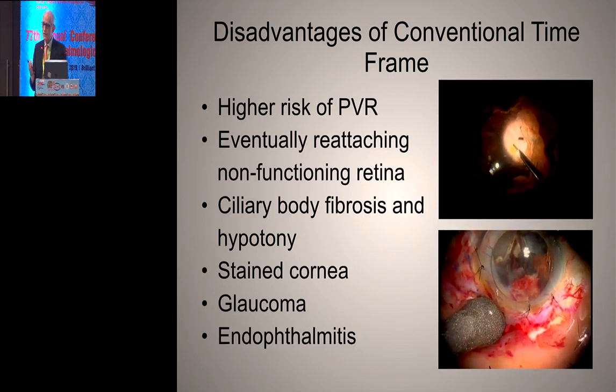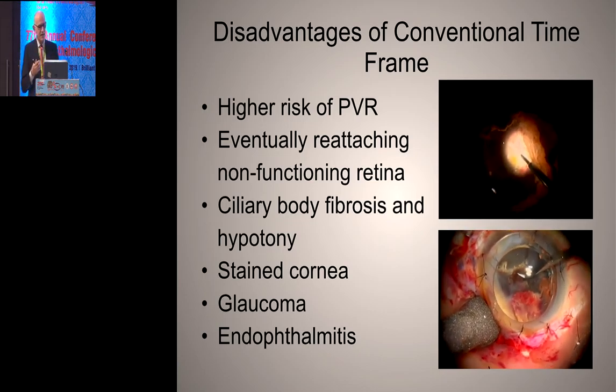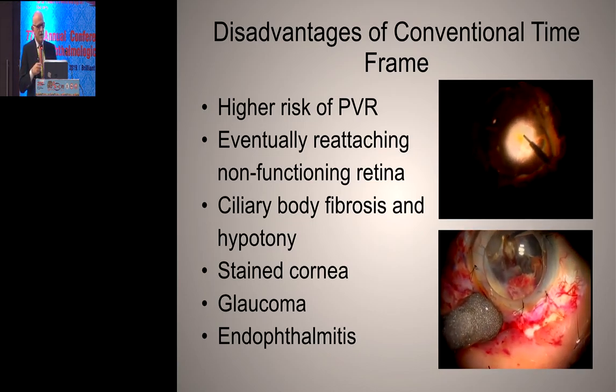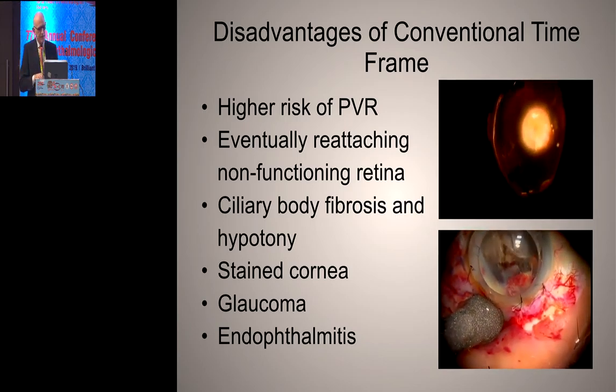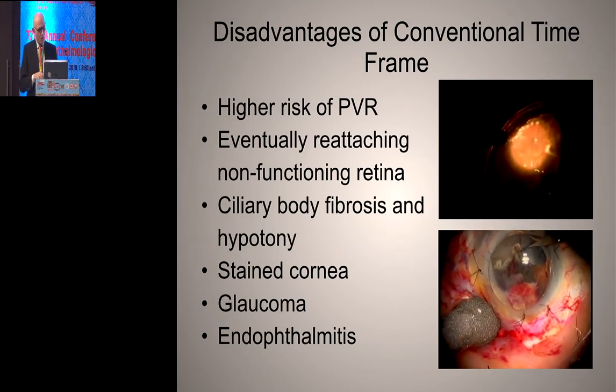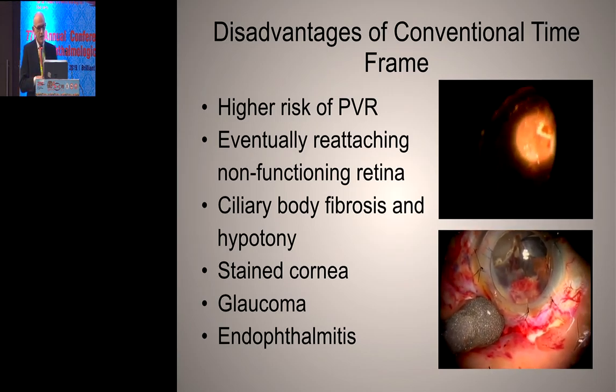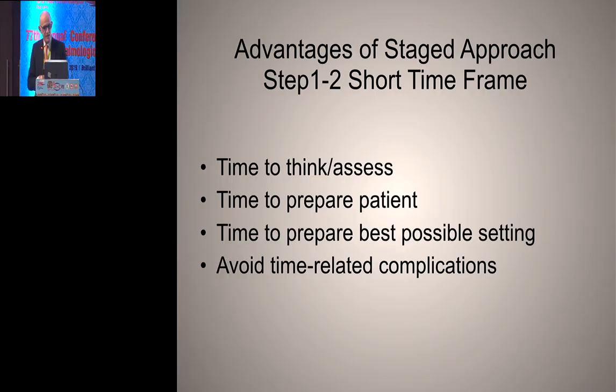The disadvantages, however, I think outweigh the advantages. You have a higher risk of PVR. You may eventually end up reattaching a non-functional retina. Ciliary body fibrosis, as I said before, you can have a stained cornea, glaucoma, and endophthalmitis. So I think that if you have a timed approach in which you actually have two steps, but the two initial steps are intervened by only a few days, you probably have the best compromise.